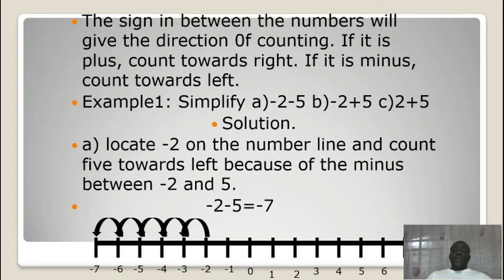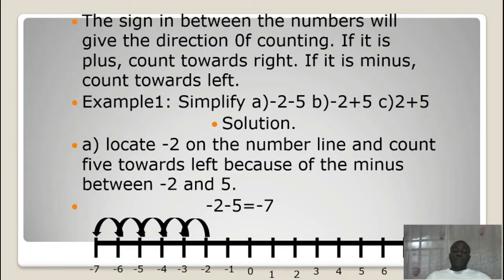So now look at this one. We have minus 2 minus 5. On the number line system, we located minus 2. Then minus 5 means you should count 5 times towards the left. So when we count 5 times, 1, 2, 3, 4, 5, the end point becomes minus 7. So if the end point is minus 7, that simply means that minus 2 minus 5 is equal to minus 7.